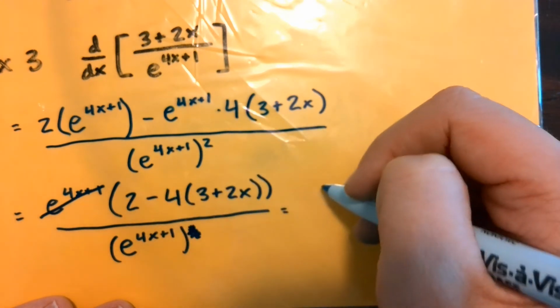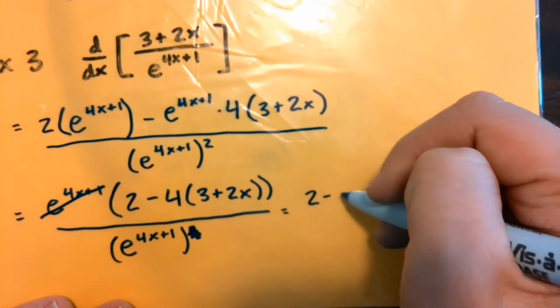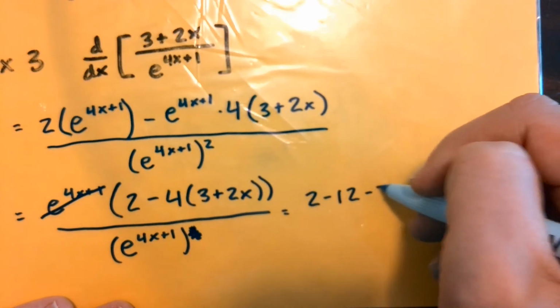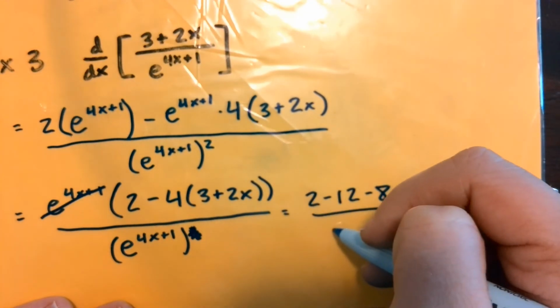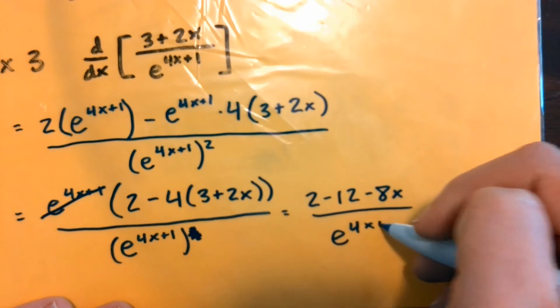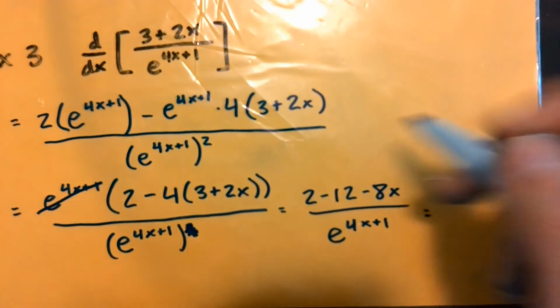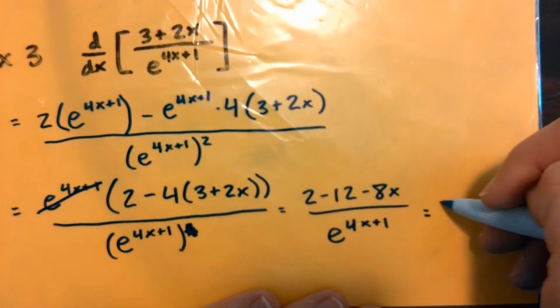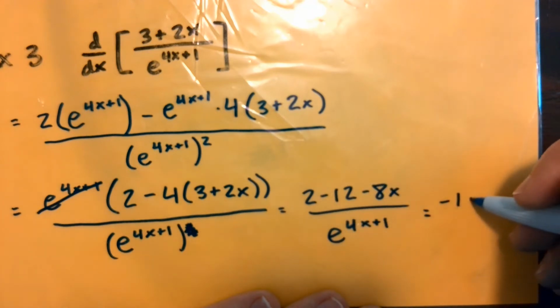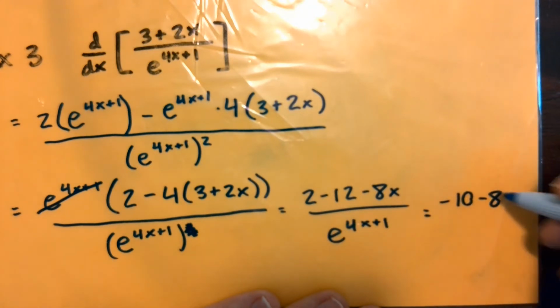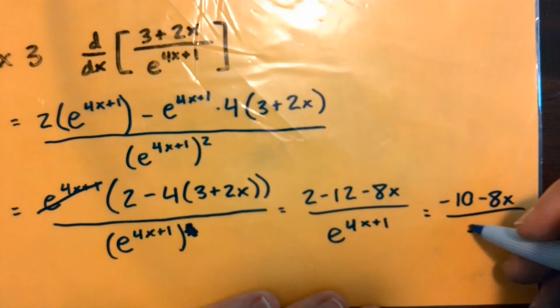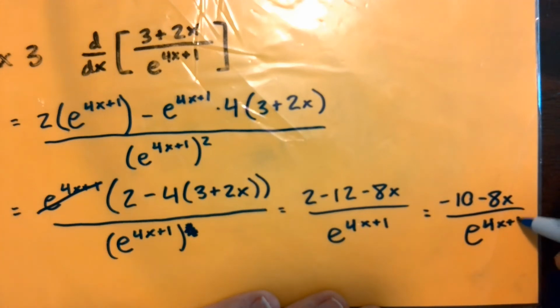So distributing that negative 4 to everything, we've got a negative 12 minus 8x. And then our last step here, since we're on a roll, is to go ahead and subtract that 12. So we got a negative 10 minus 8x over e to the 4x plus 1.